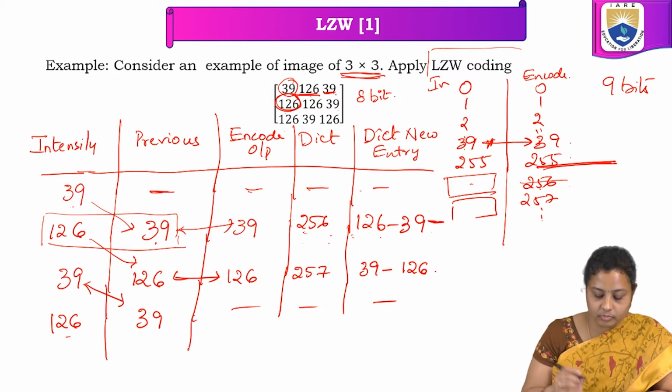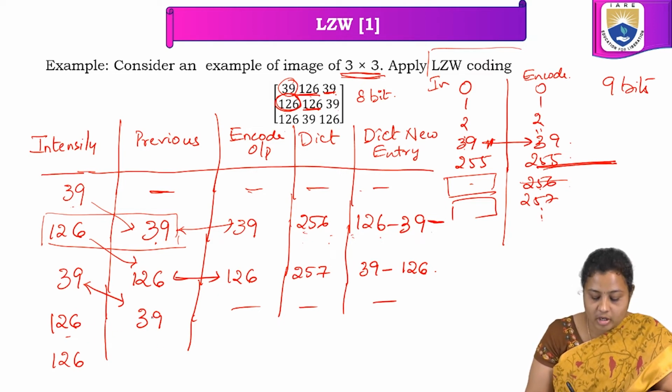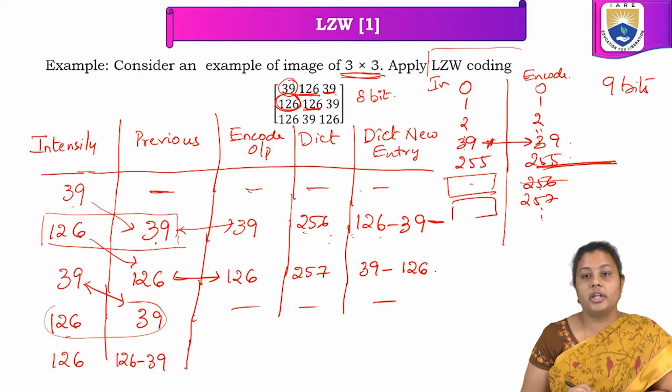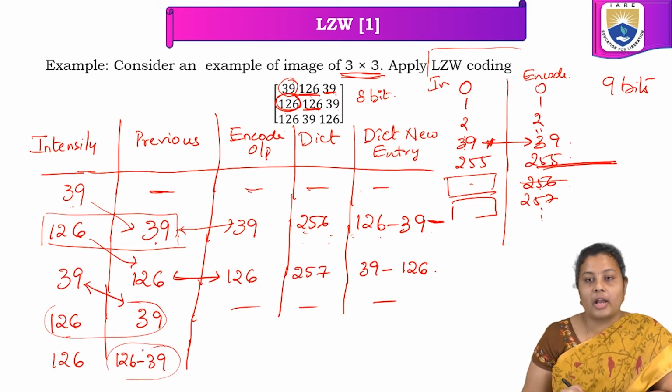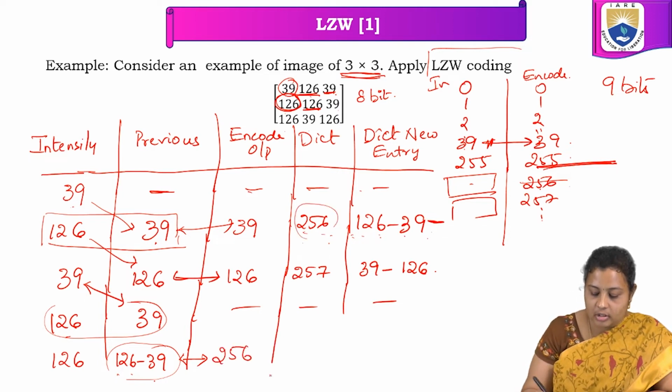Now, next, what will be the new intensity value that I have to consider? This 126, right? What will be my previous intensity now? It will be the combination 126-39, because I have not coded anything. So that will be 126-39, right? Now, what will be my encode output? It will be my previous intensity value's code value. So I have to code 126-39. What is that value? What is my coded output? It is 256, right?